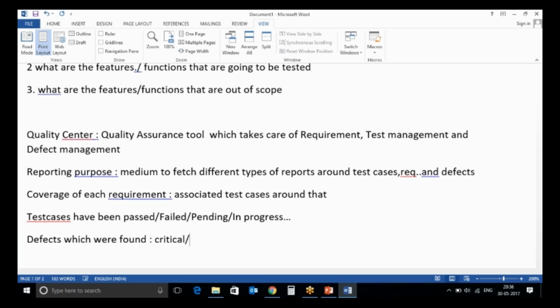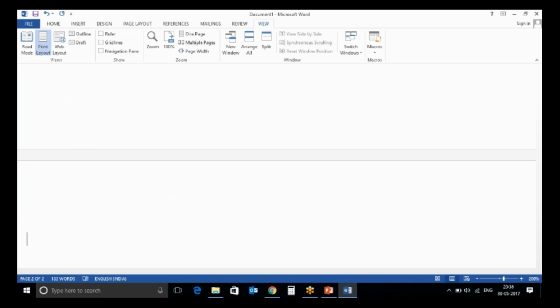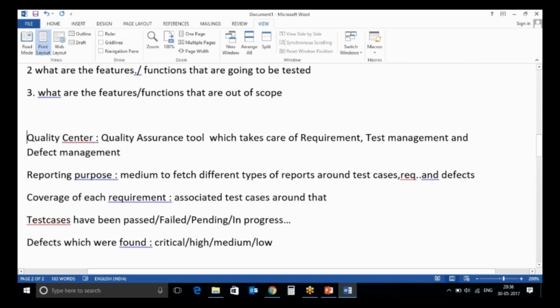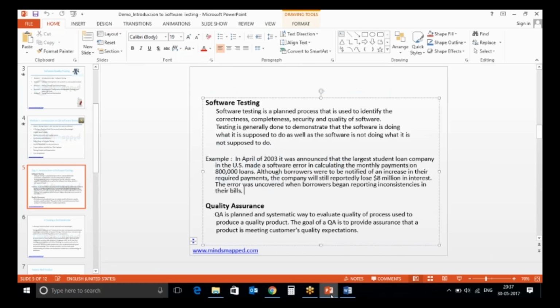Whether it's a critical defect, a high defect, a medium severity defect, or a low severity defect, these are the options that you get in Quality Center. It's a quality assurance tool which is used for making sure that the correct processes are being followed to achieve a good software product, a good quality product.